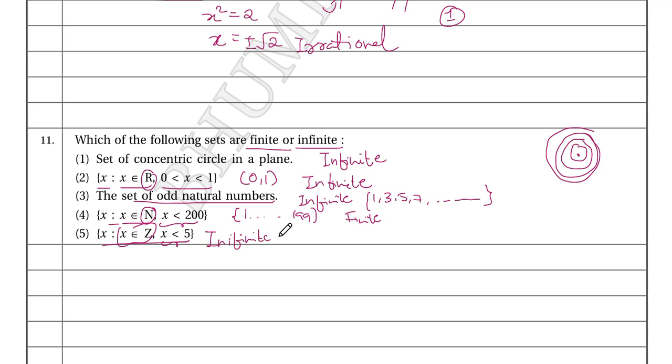This is infinite because less than 5 means 4, 3, 2, 1, 0. But here negative numbers are also there, because this is the set of integers. So minus 1, minus 2, and so on. So there are infinite numbers less than 5. So this last set is infinite. Look at the next question.